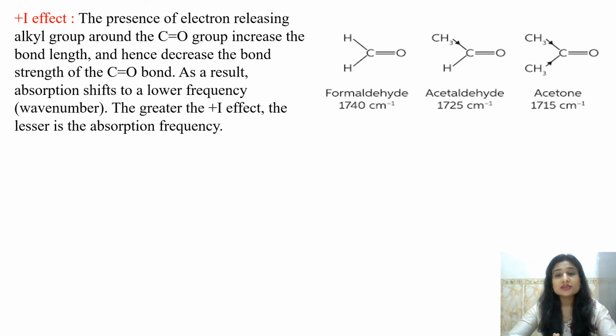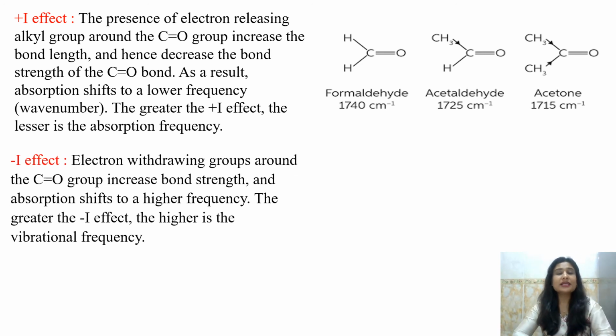Formaldehyde appears at a higher wave number compared to acetaldehyde. See, in acetaldehyde we have a methyl group that is electron donating, electron releasing. So it shows the plus I effect. As a result, the wave number at which the absorption peak appears also decreases. And where we have two such groups, the wave number is decreased even further, as we see in the case of acetone.